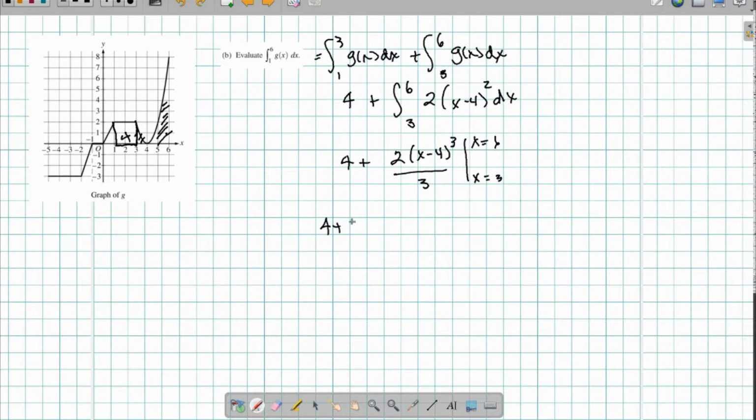So it's going to be 4 plus this expression. I'm going to have 6 minus 4, which is 2 cubed times 2 over 3, minus, here I'm going to have 3 minus 4, which is -1 cubed times 2 over 3. And again, this is a perfectly acceptable answer. I could leave my answer in this form, and there's no reason for me to do any more math at this point.